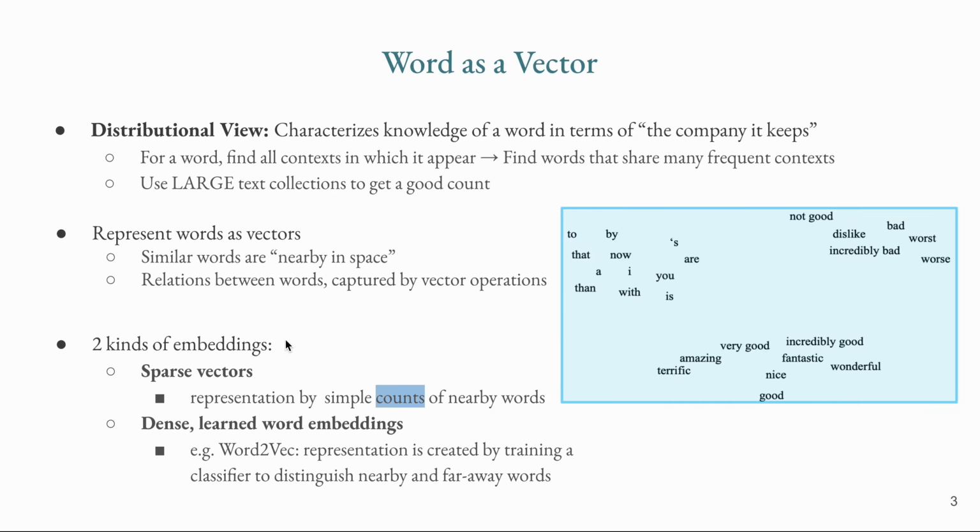So there are two kinds of embeddings. One is the sparse vector, which is a simple count, as I just said, and we also have dense learned word embeddings. A famous example here is word2vec, which I'll briefly talk about later.